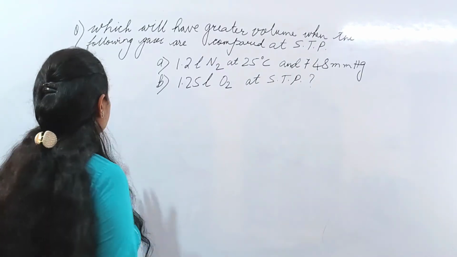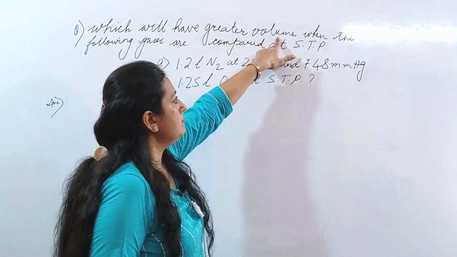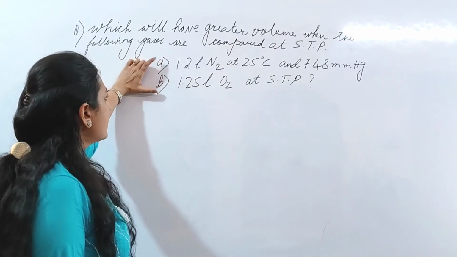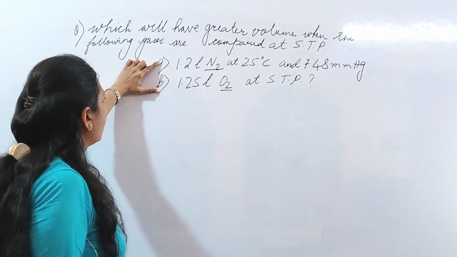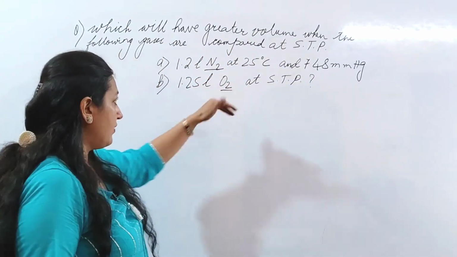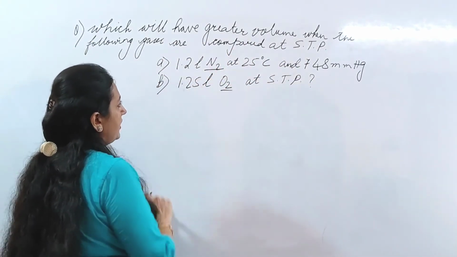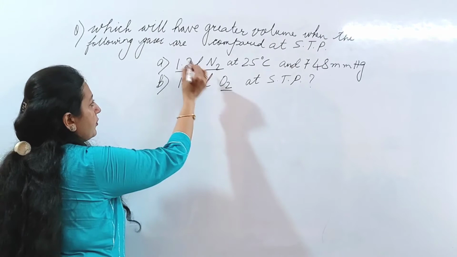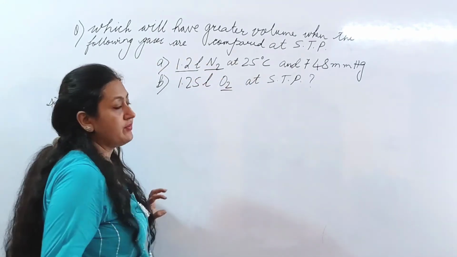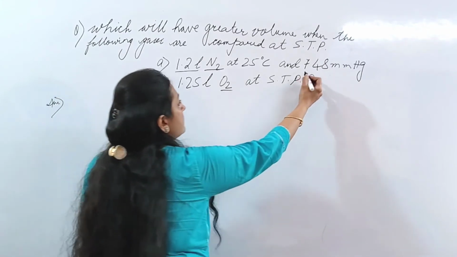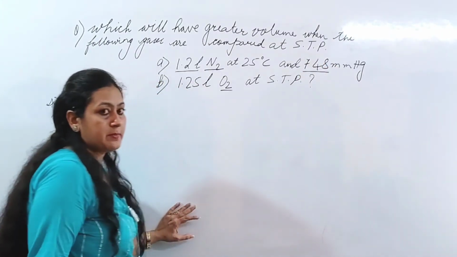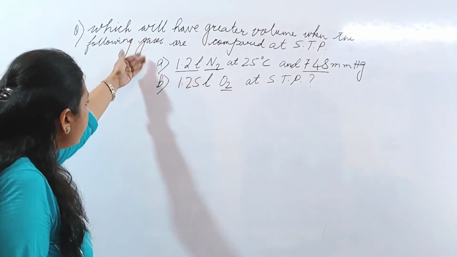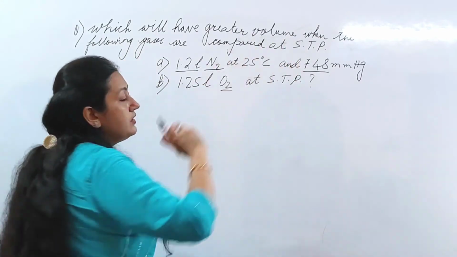Now let us look at this question. Which will have greater volume? That means you have to find out the volume when the following gases, these two gases, nitrogen and oxygen, are compared at STP. So one by one you have to solve this. First you have to solve this part. 1.2 liter of nitrogen, that means volume V1 here is given 1.2 liter, and temperature is given to be 25 degrees centigrade, and the pressure here is 748 mmHg. Let us first solve this one. You have to compare these two gases, which will have greater volume at STP.